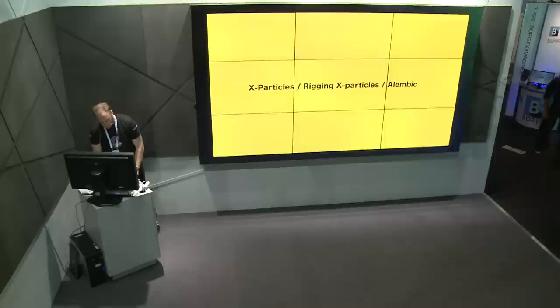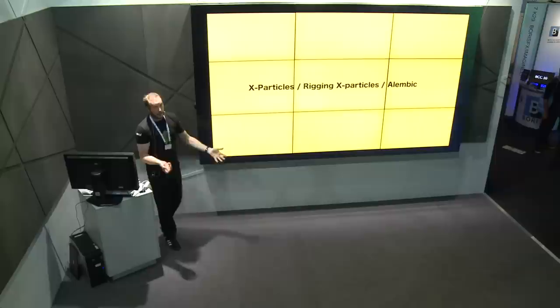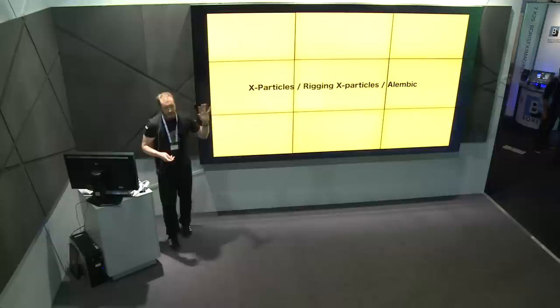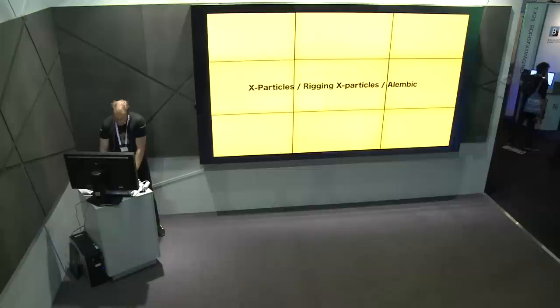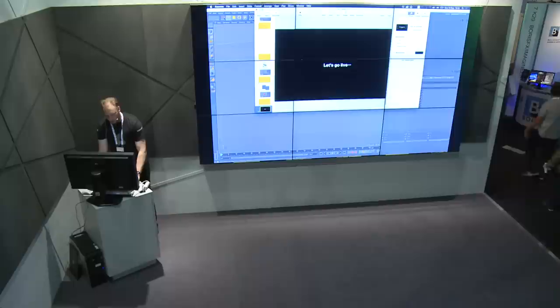So then let's go to the next part. We did all the R&D, everything was already working, and we knew what kind of plugins we wanted to use. Then we get to the big part, which is X-Particles, the rigging of the X-Particles, and the use of Alembic. And I'm not going to take it easy on myself this time. Let's go live, and I'll show you a few examples. So, first off, the use of X-Particles.